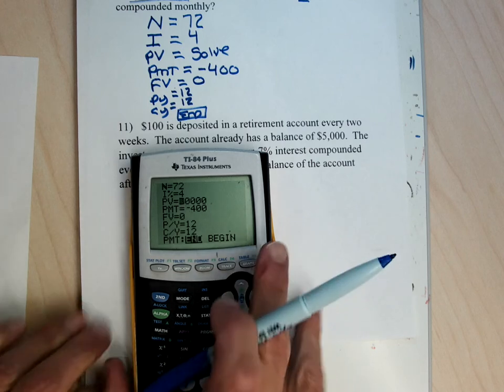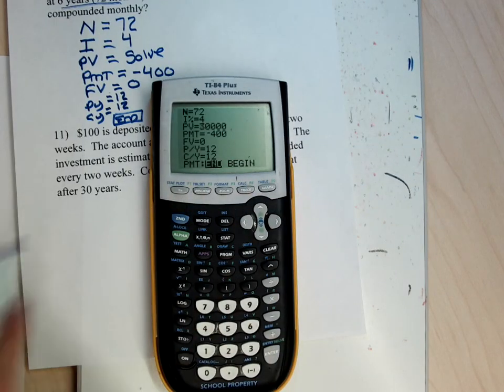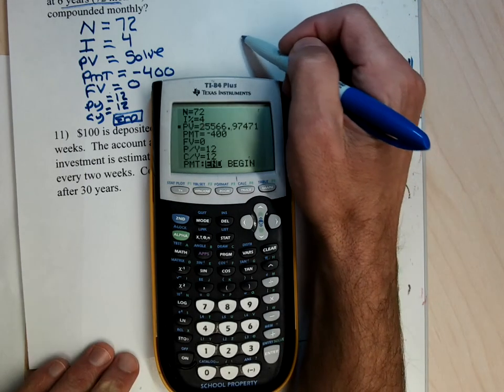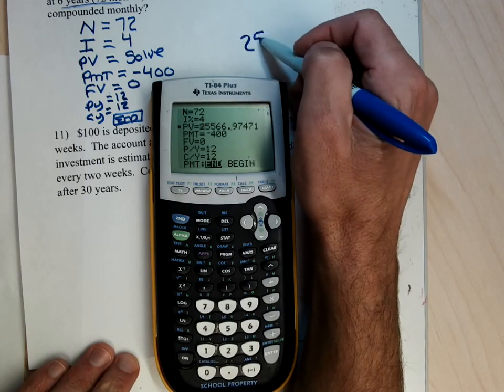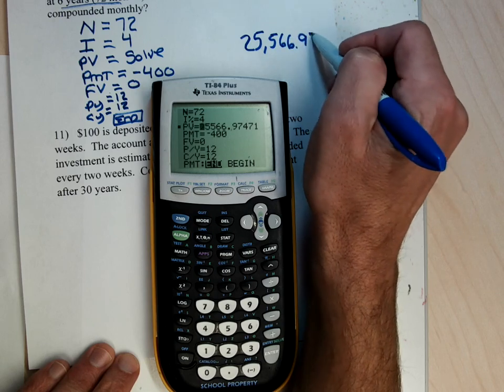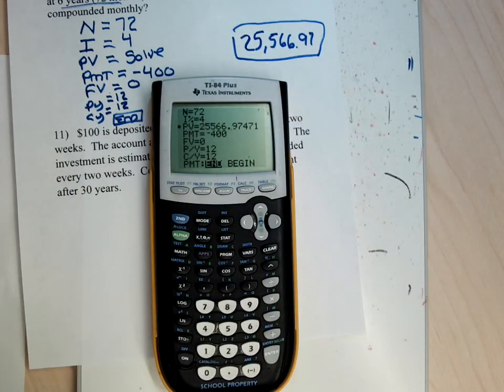I'm going to get my calculator's cursor flashing on the PV, and then I'm going to hit the green alpha button and then the enter. And that's going to give me $25,566.97. If you had a $25,566.97 loan, your payment would be $400 a month.